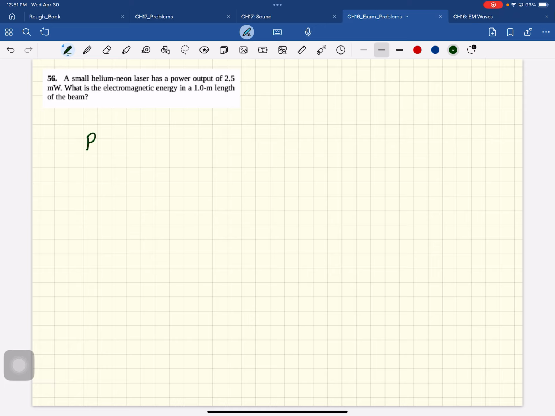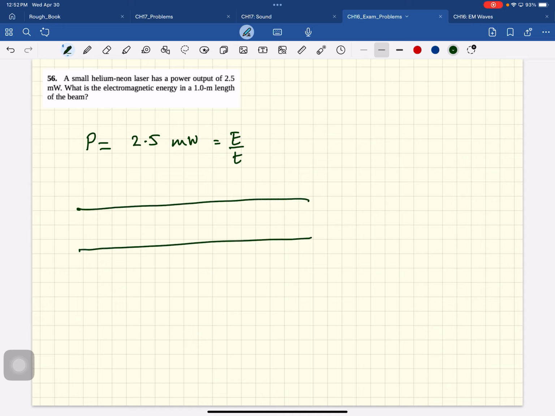Okay, so the power is 2.5 milliwatts. What does the power mean? The energy emitted per unit time, per second. Okay, so let's say you turn on the beam and turn it off, you'll have it lit for 1 second. The length of the beam would be how much? Speed of light times time, which is 1 second. So which would be C meters.